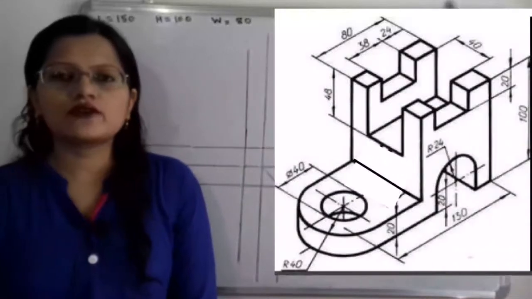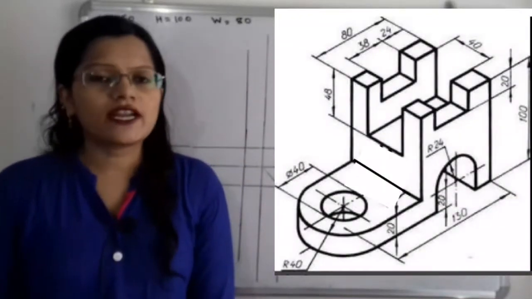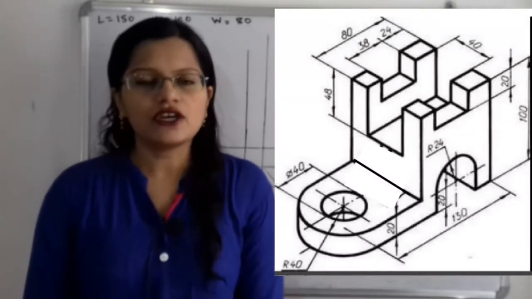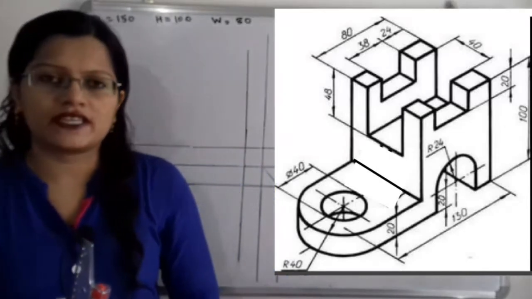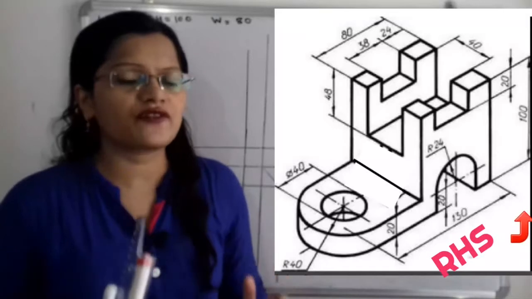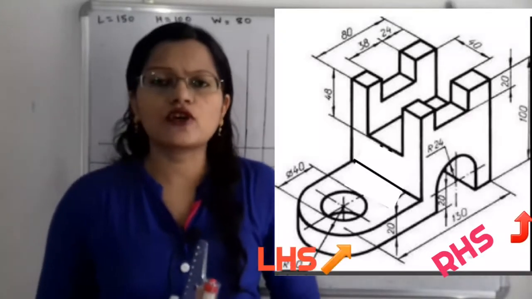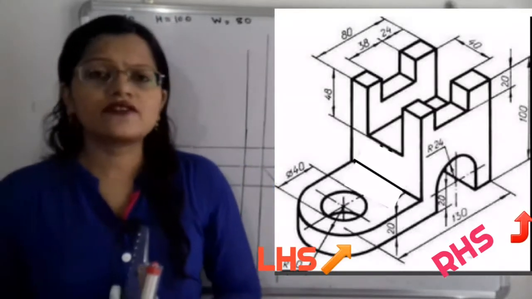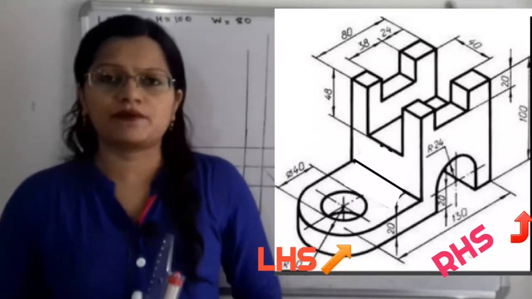Today we are going to solve a problem on orthographic projection. So let us first understand what this orthographic projection is. In this, we are given a three-dimensional object and we have to convert it into two-dimensional views, that is the front view, top view and side view. Now we are going to solve this problem by the first angle method. In this first angle method, the front view is considered as the principal view.